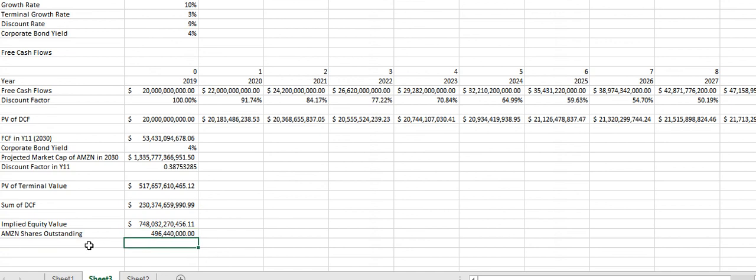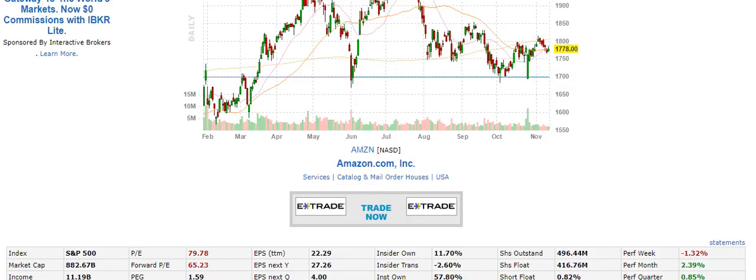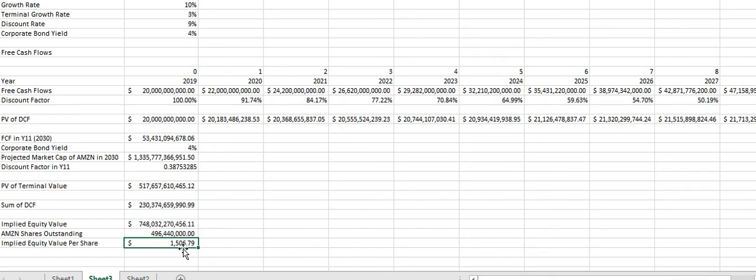And then to get the implied equity value per share, we take that 748 billion divided by the shares outstanding, 1506.79. Now the current Amazon share price is 1778, roughly. Call that the current Amazon share price.